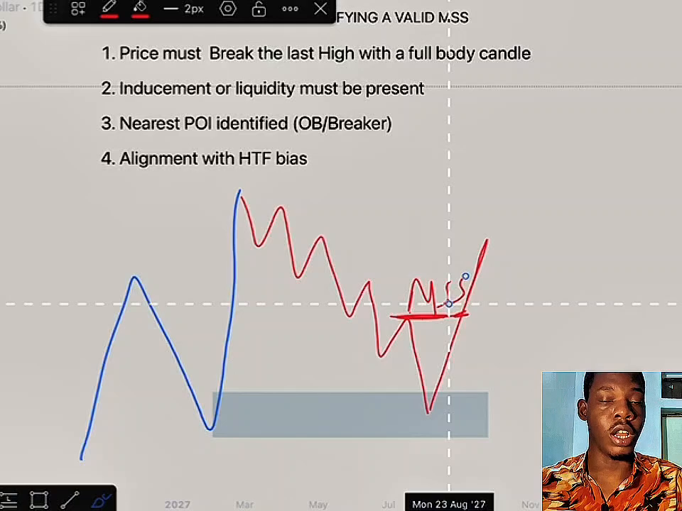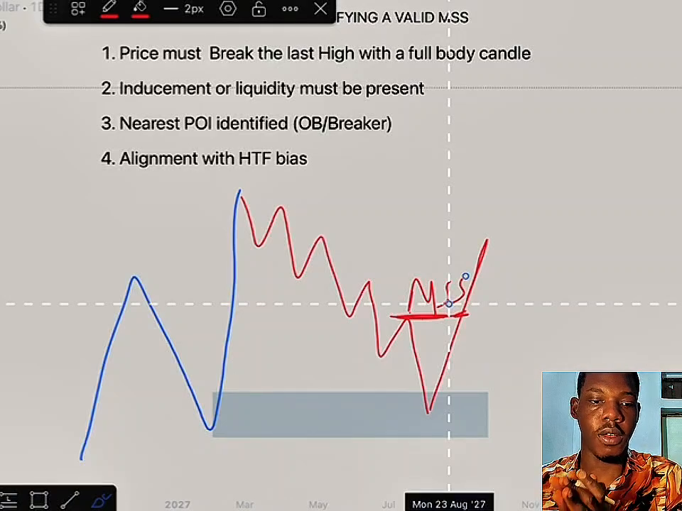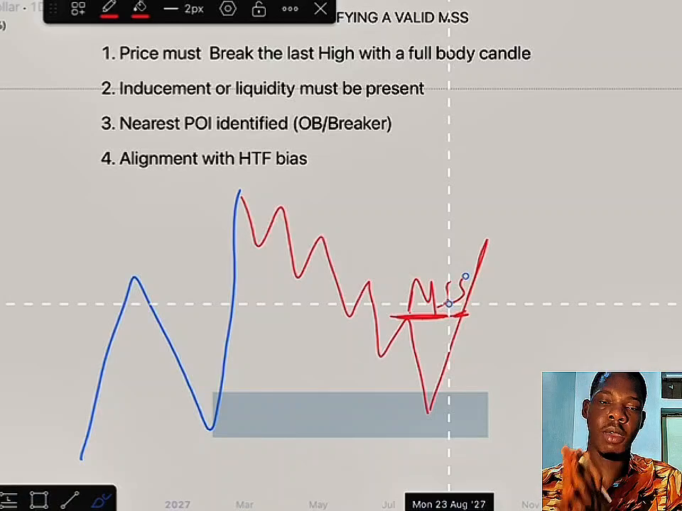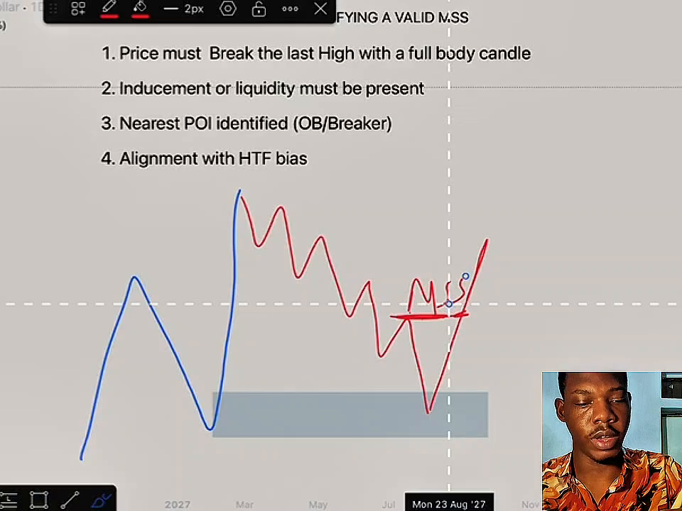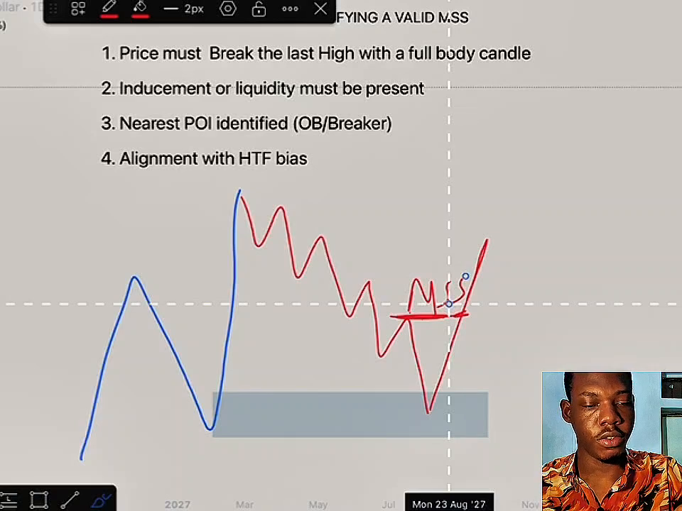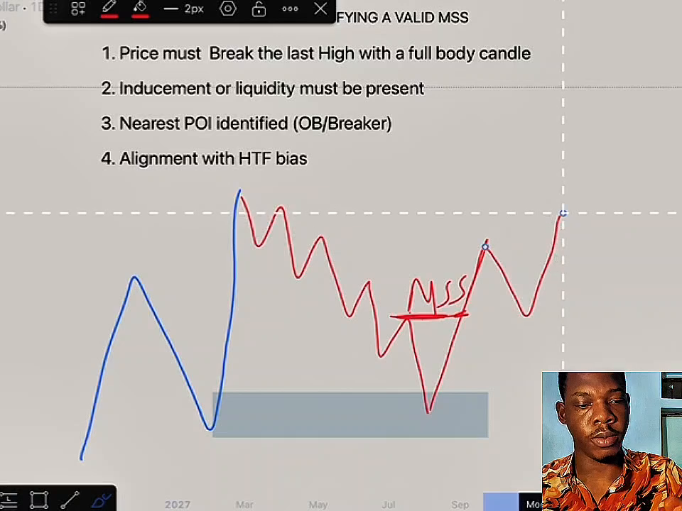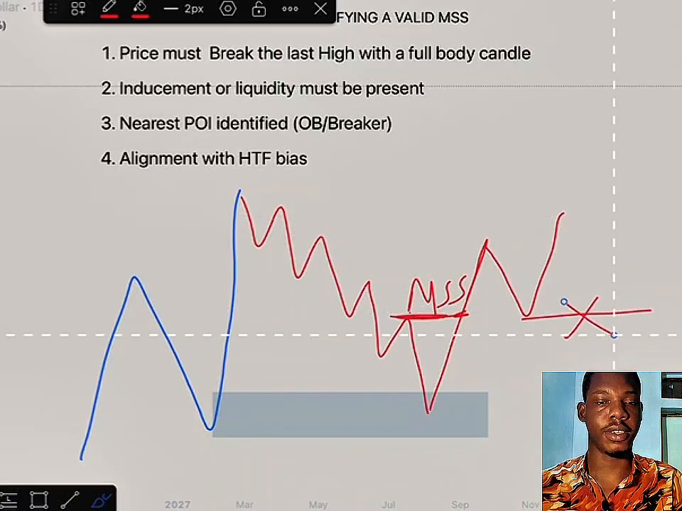So what's an inducement? An inducement is the first valid pullback after a proper MSS or a double break of structure. So we have said this is a valid MSS, so we're expecting the valid pullback here. So this is an inducement right here. Right, let's use that X.